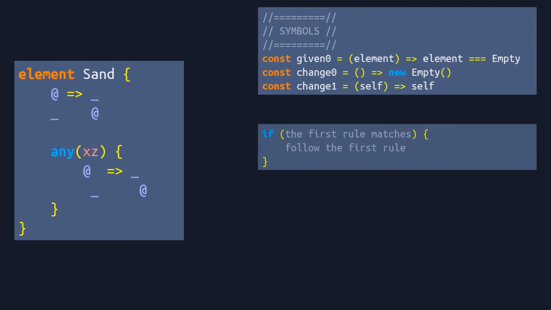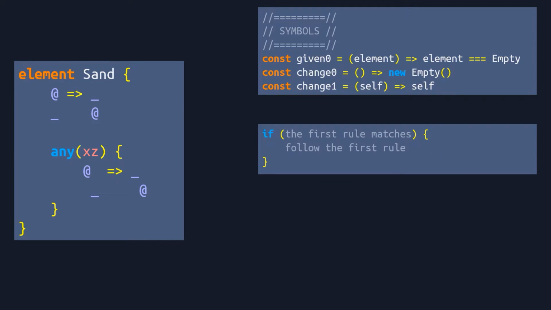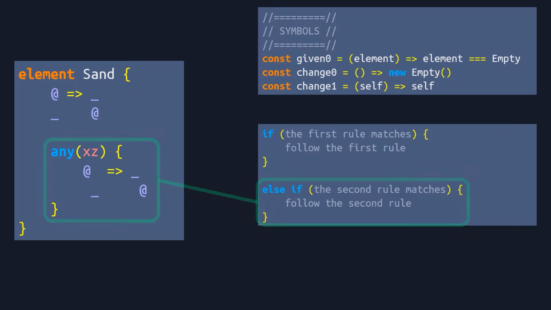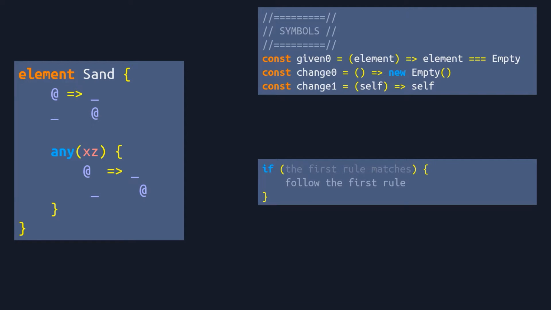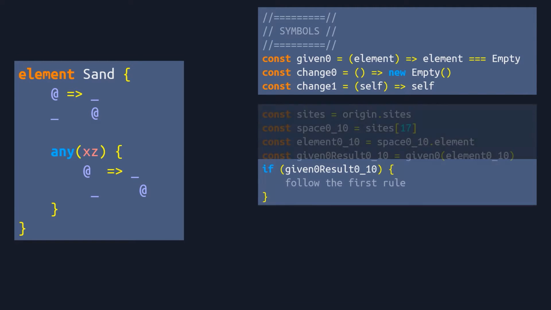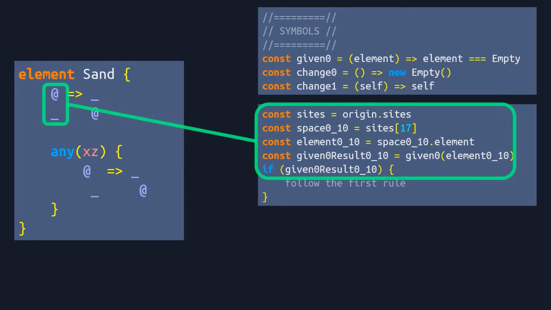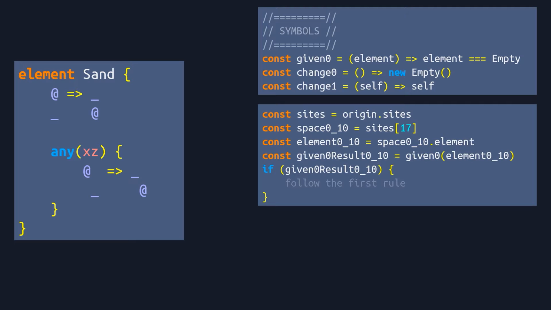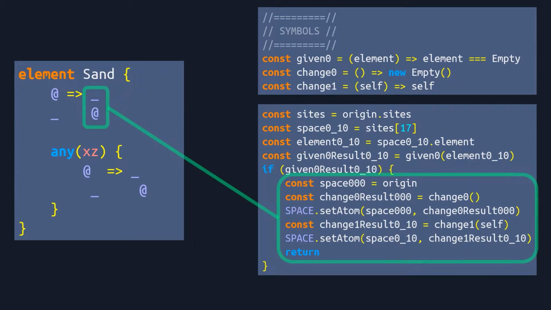Then it starts to look at your diagrams, which are called rules. If the first rule matches, it follows the first rule. But if not, it tries the second rule. Let's look more closely at just the first rule now. It works out everything it needs to know to check if the rule matches. This is represented by the left-hand side of the diagram. Then it works out how it would follow the rule. This is represented by the right-hand side of the diagram.